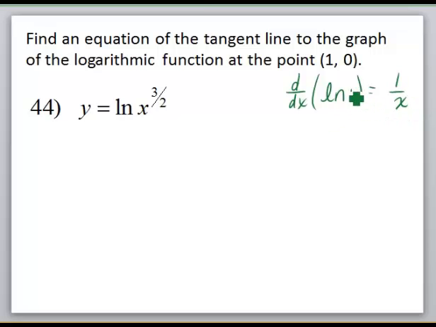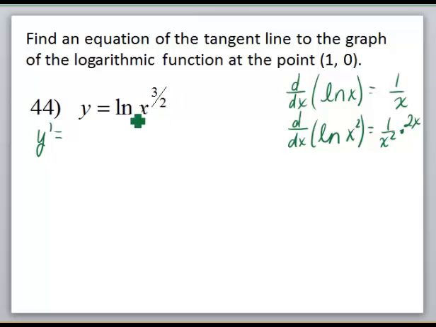Now if this is anything other than an x, I'll give you an example. Let's say it says ln of x squared. We would write 1 over x squared times, we'd have to remember to take the derivative of this, just like we do when we have a cosine or a sine or something along those lines. So we're going to go ahead and find this derivative first, because that will tell me the slope of the tangent line of the curve.